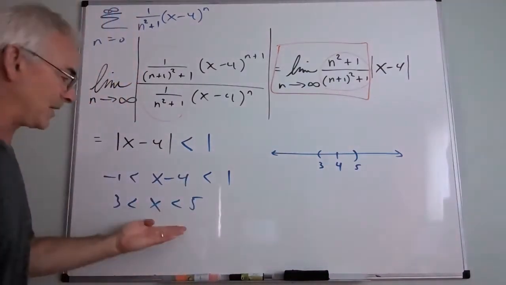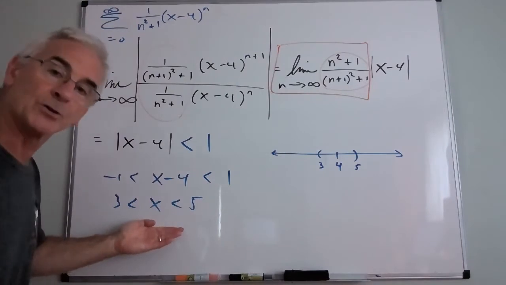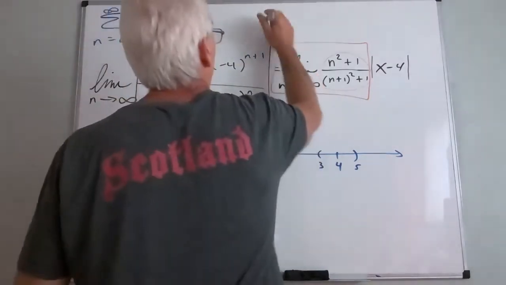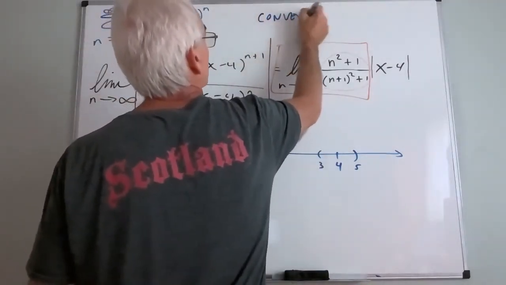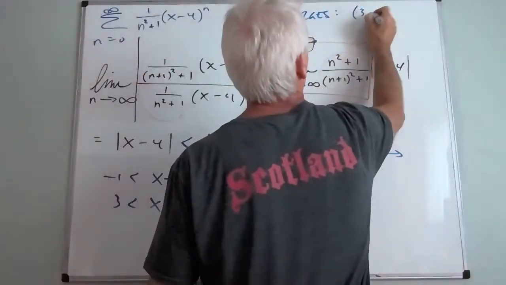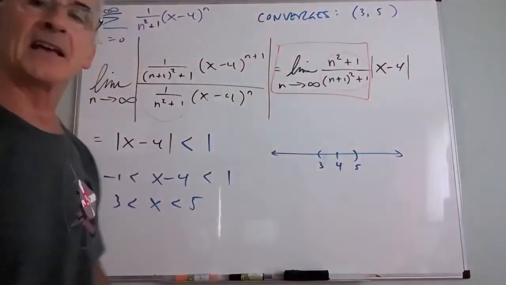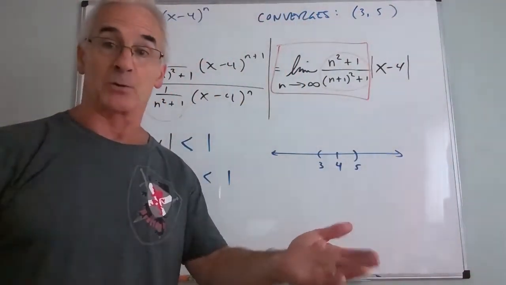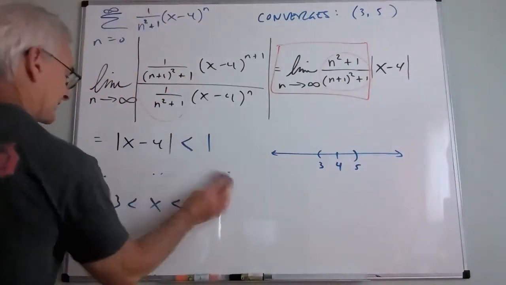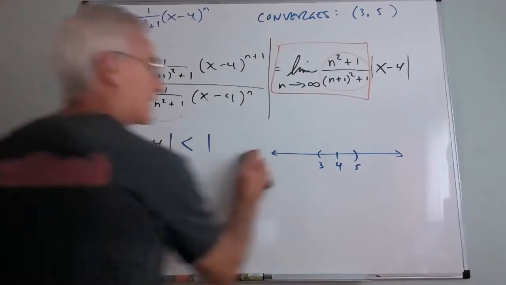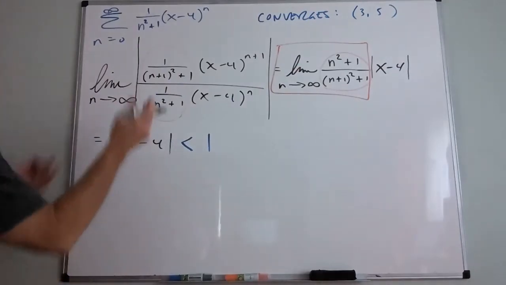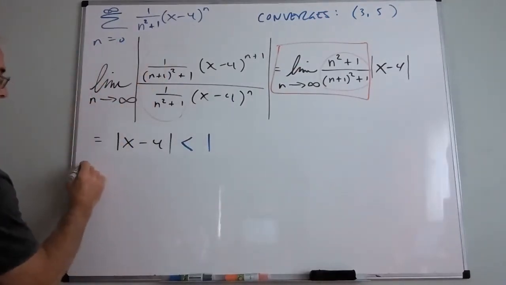Okay, so we found this first. Now what we're going to do is test the endpoints. Okay, so right now, here's what we have. So far, we have that this converges on the open interval from 3 to 5, which we generally would write this way. But now we're going to test to see if it converges at either x equal 3 or at x equal 5. Okay, so that's the next step. So it's a 2-step process. You always check both endpoints because there will always be 2 endpoints in this case. So we're going to test.